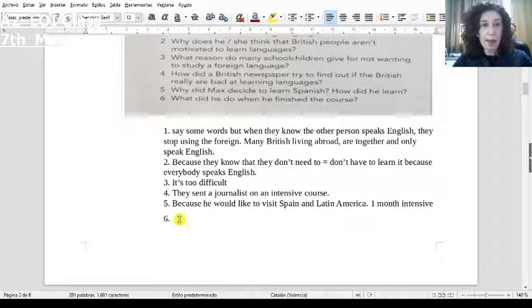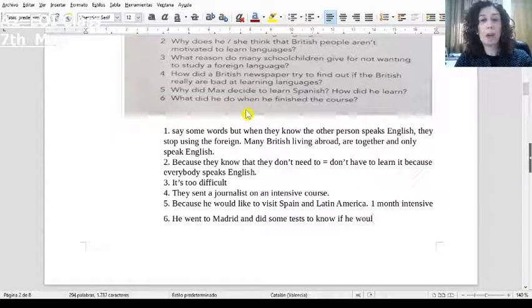Yeah. And the last one, what did he do when he finished the course? Then he did an intensive course during a month, and after that, what did he do? Very good. He went to Madrid and did some tests to find out if he could survive, we could say, using the language, using Spanish in this case.